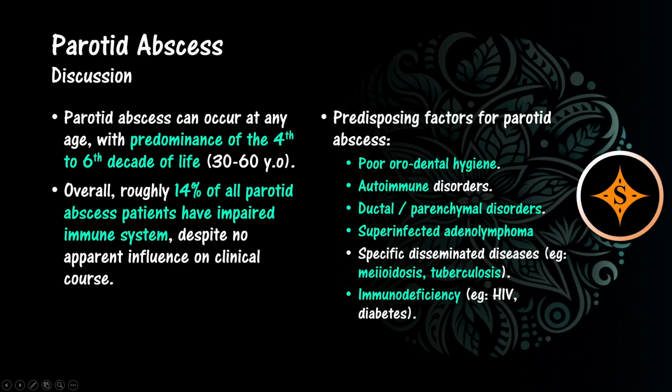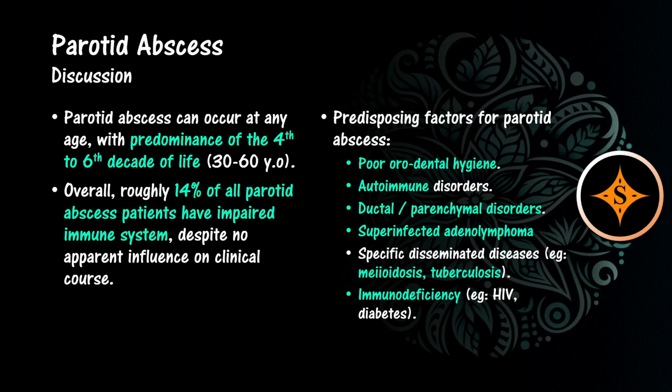And this is a more elaborate version of the risk factors for parotid abscess, which, as we have mentioned, include poor oro-dental hygiene, autoimmune disorders. Autoimmune disorders are conditions where your immune system attacks your own body. It is treated with immunosuppressive agents, therefore it also reduces your barrier, your defense against infections. And it also comes with an inherent impairment to your immune system most of the time. Ductal or parenchymal disorders, basically disorders such as obstruction, which may result from tumors, swellings, or salivary stones. Superinfected adenolymphoma, this is an example of a tumor case, and then the tumor gets infected, which is termed superinfection. This is a risk factor for parotid abscess to develop.